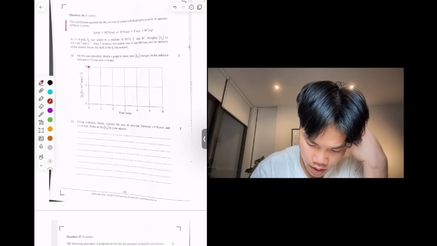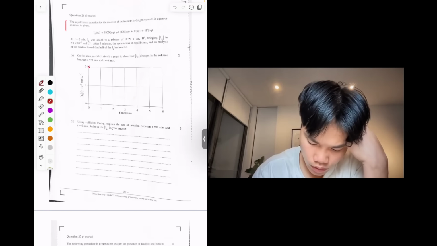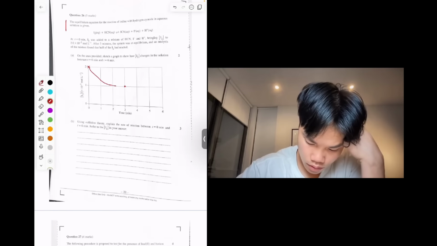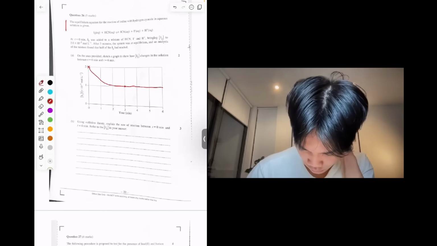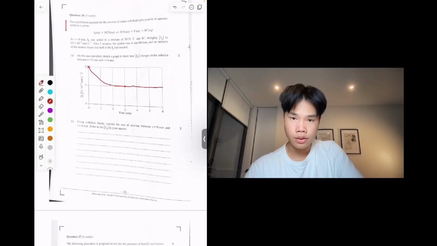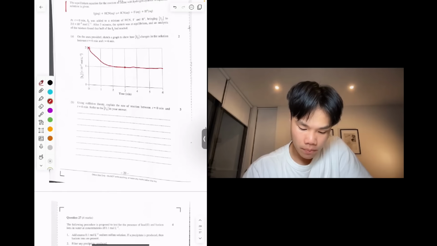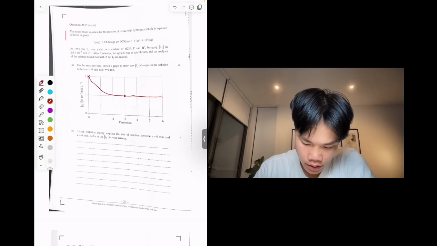If you were to sketch this on an axis, after 3 minutes, half of the I2 reacted, and you're at equilibrium by that point. So effectively you have this. And they want you to stop at t equals 6. Okay, so I think this is the graph for part A. I presume 1 mark for plotting 2 correctly, 1 mark for plotting time at 3. Okay, using collision theory, explain the rate of reaction between time equals 0 and 6. Refer to I2 in your answer.